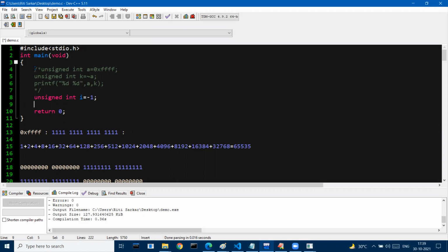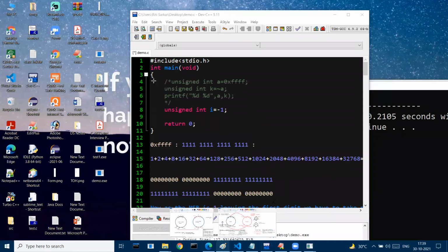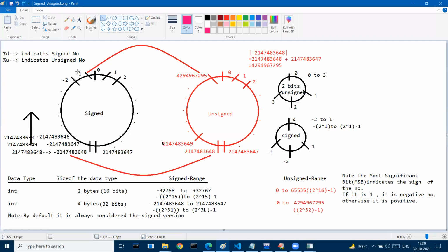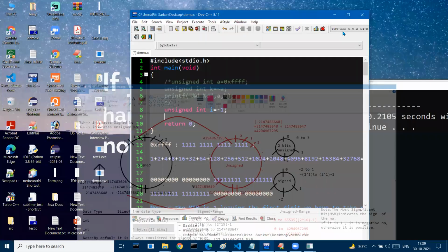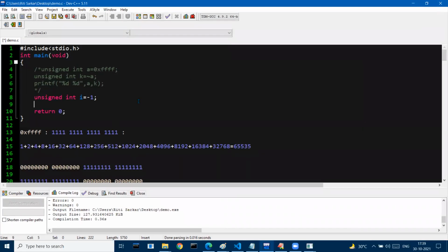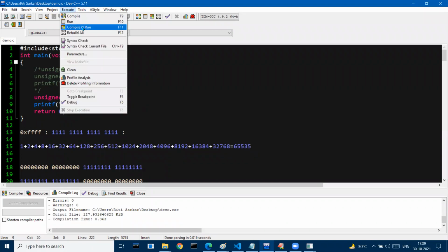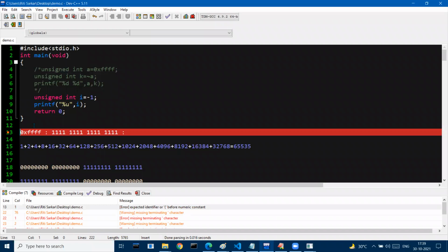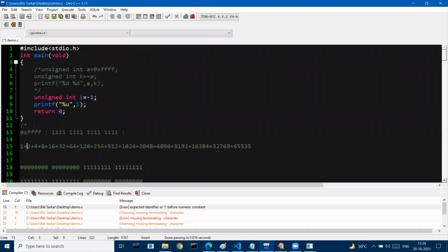Sir, internally it will be considered this minus 1's equivalent value. So minus 1's equivalent value is what? This thing. Even if you write minus 1, internally it is considering this value. Really, sir? Let's see. Can you prove that really it is taking or not? Print a percentile U. I'm writing I. Execute, compile, and run.